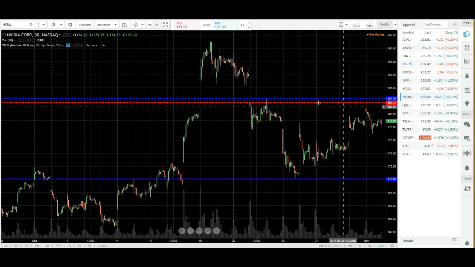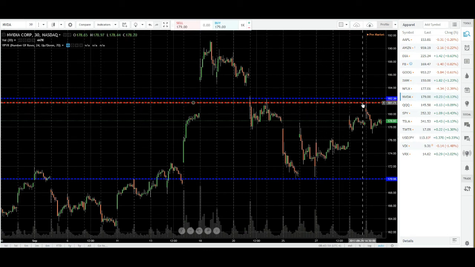NVIDIA, we had a short off of this level yesterday. Now, sadly, we didn't get it. I couldn't find a way into that trade yesterday, and that was rather disappointing. So that is what it is. And as far as today is concerned, I just don't like NVIDIA very much at all. I just don't like it.